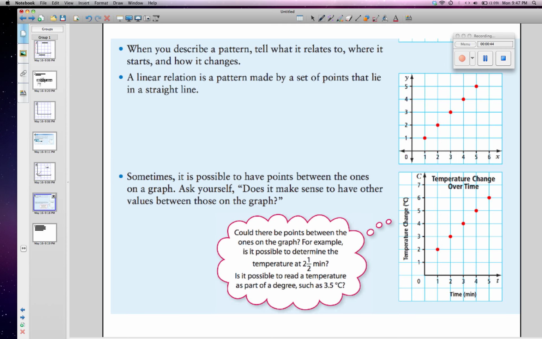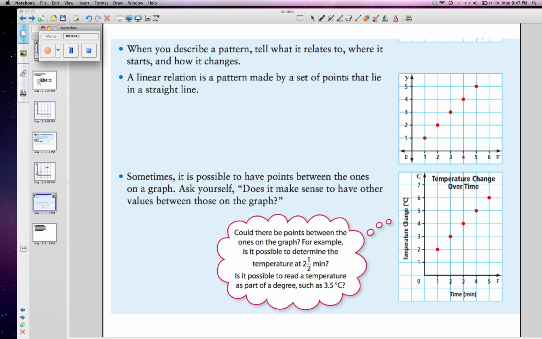All right, so where are we going next, you say? Oh, let me tell you where we're going next. What we're going to do is talk about when you describe a pattern, tell what it relates to, where it starts, and how it changes. Is this a linear relationship? First off, can you draw a straight line from the 0 point all the way through the rest of them forever and ever and ever? The answer, of course, is yes, it is linear. All right, what else can you tell me?